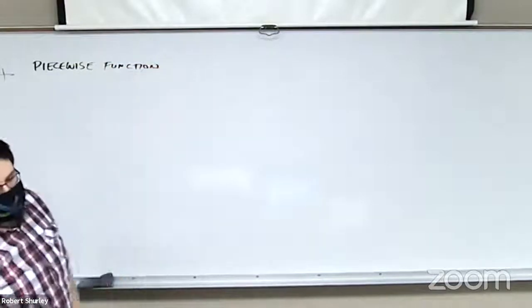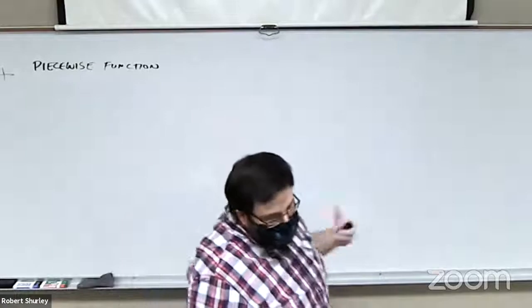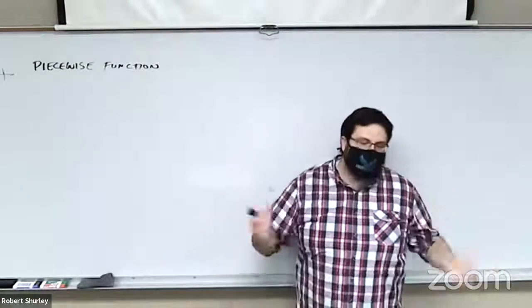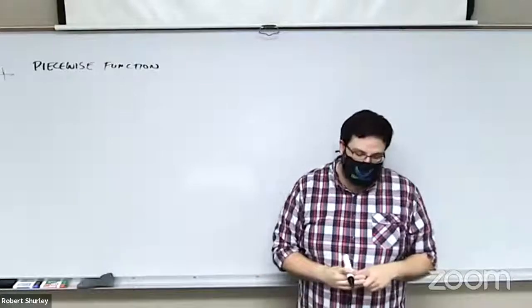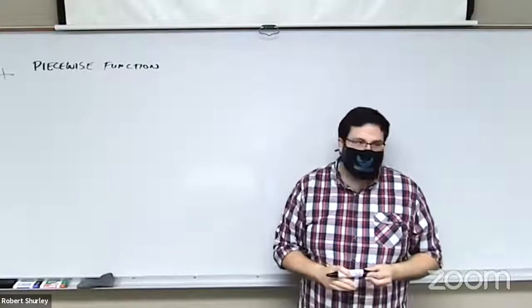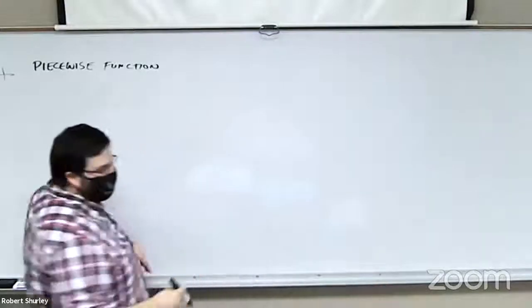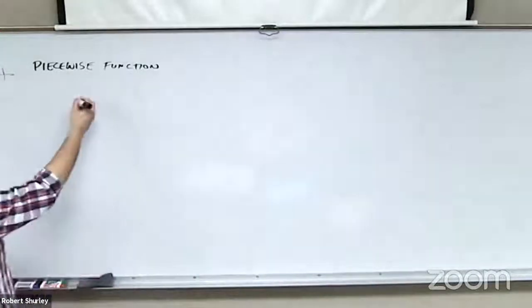Okay, a piecewise function. Now, what a piecewise function does is it splits apart the graph on its domain. So we have two different functions depending on where our domain is located. So I'm going to start with a very basic example. We'll do a real world example here in a minute. But a basic example would look like this.